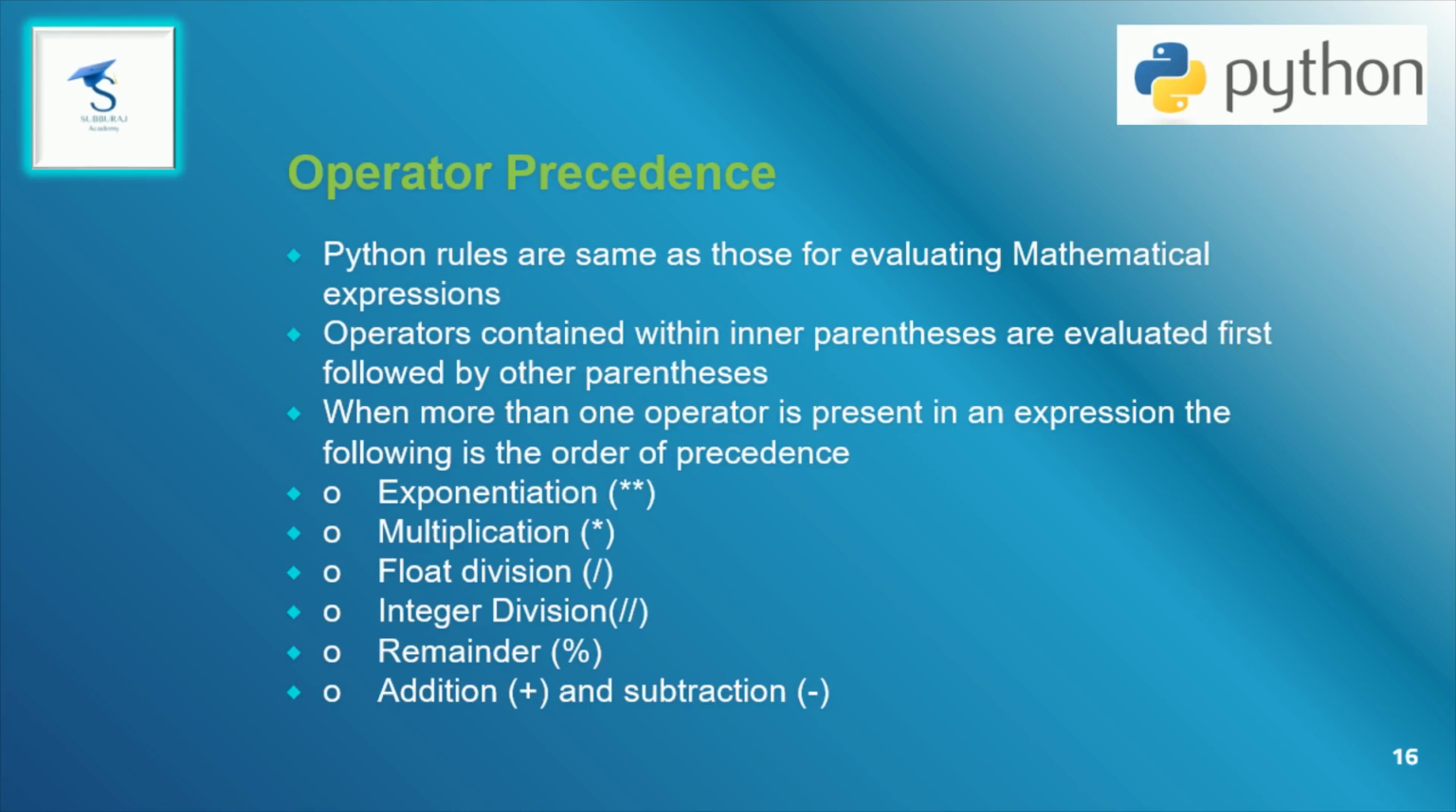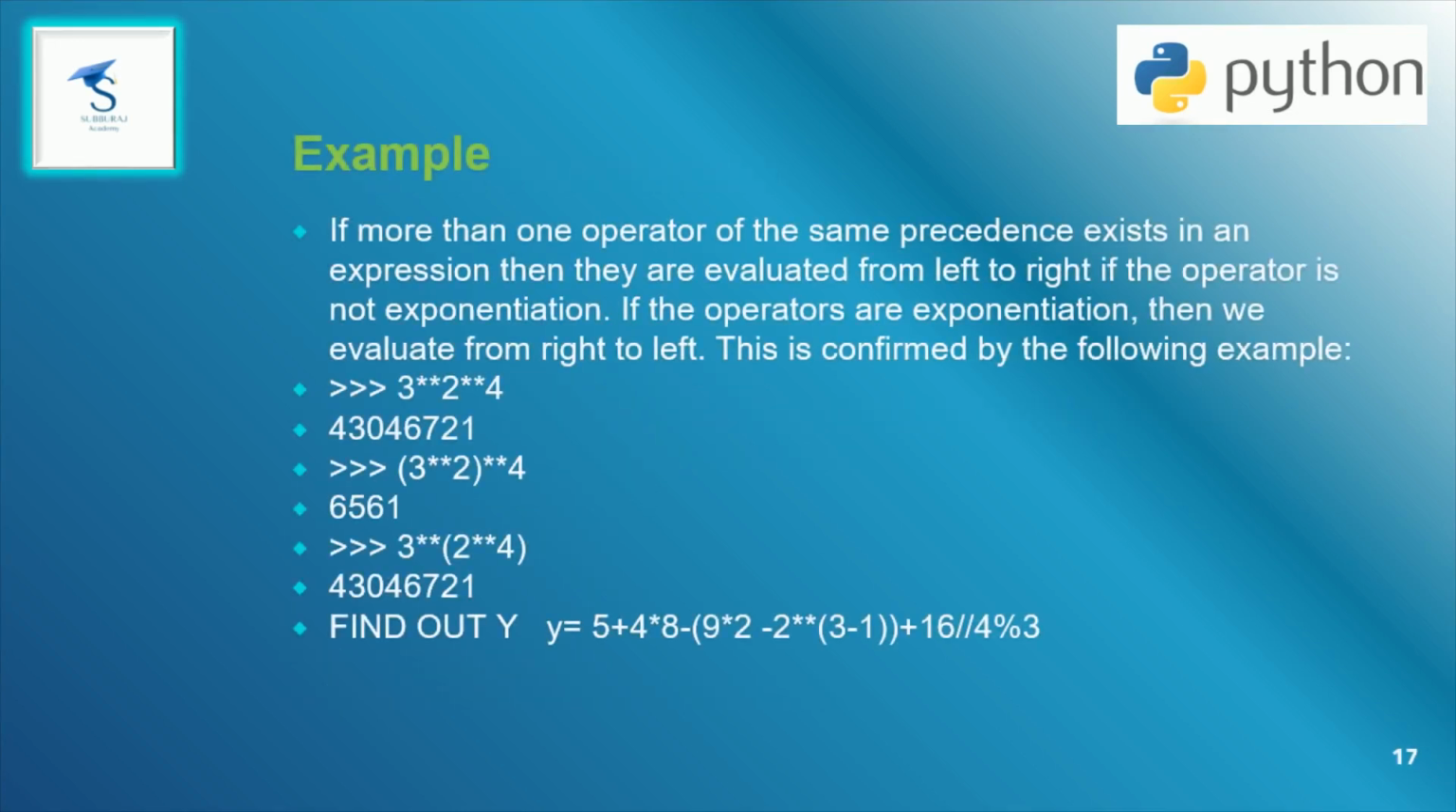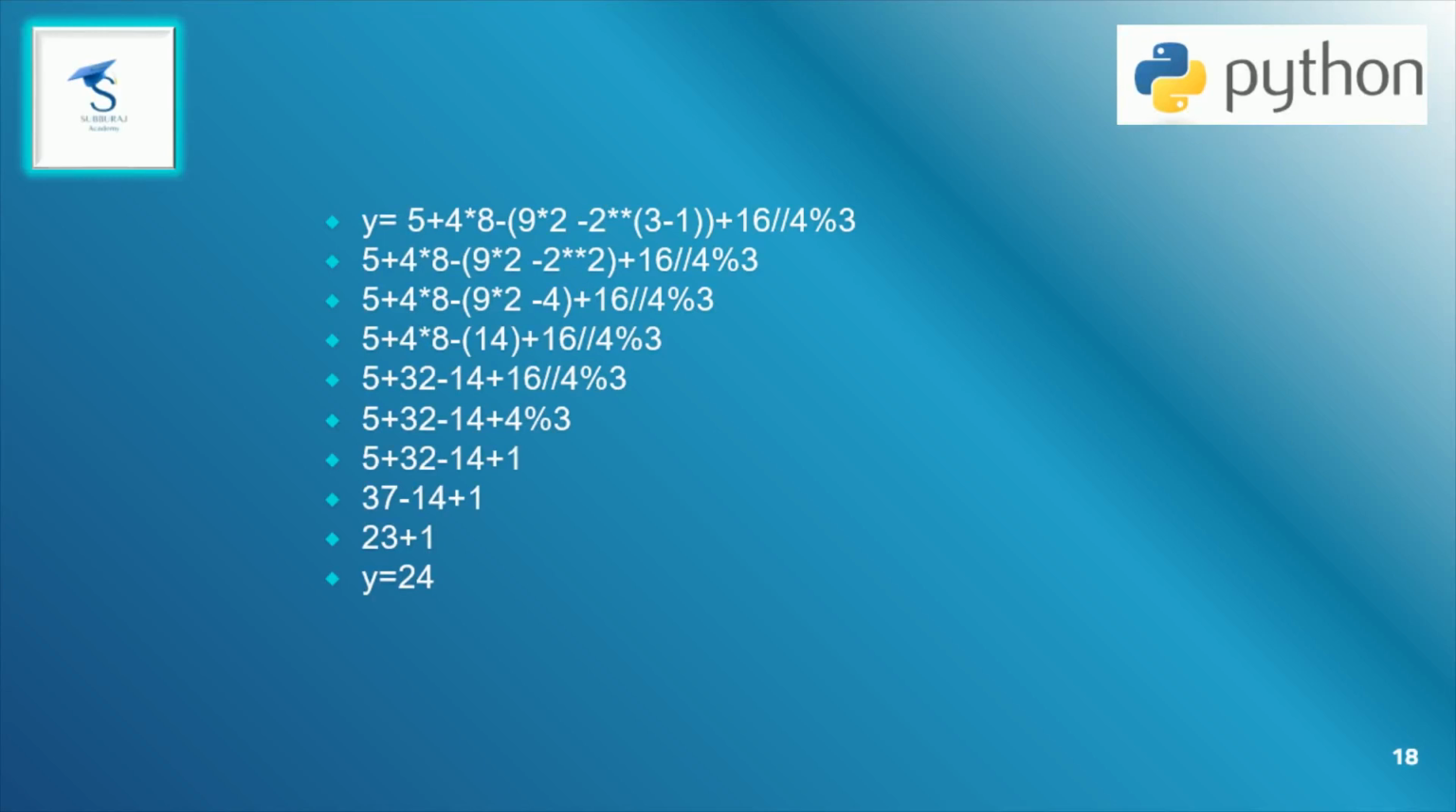Understand the precedence or priority of operators. If more than one operator of the same precedence exists in an expression, then they are evaluated from left to right if the operator is not exponentiation. If the operators are exponentiation, then we evaluate from right to left. Try the expressions on paper. Confirm by checking in Python shell or IDLE shell. Find out the value of y given in the last line of the slide on paper by doing one step at a time. Did you get the correct answer? y equals 24.